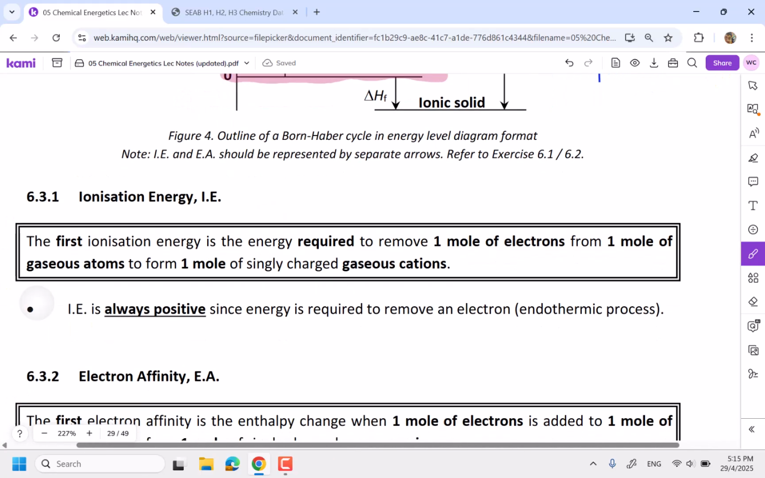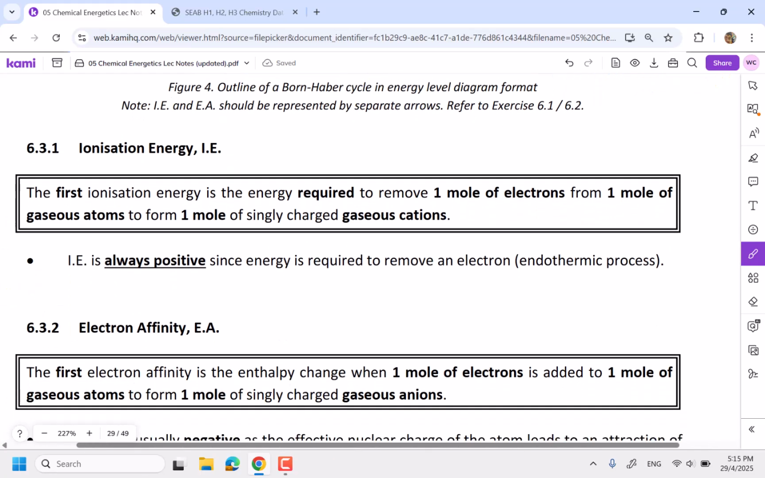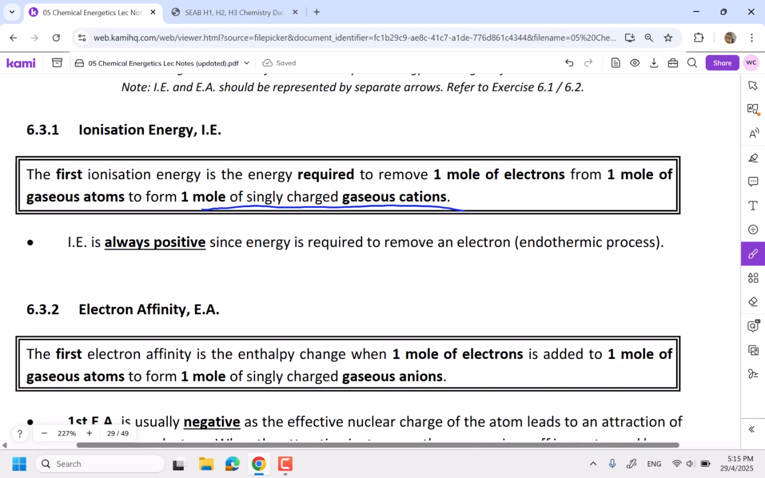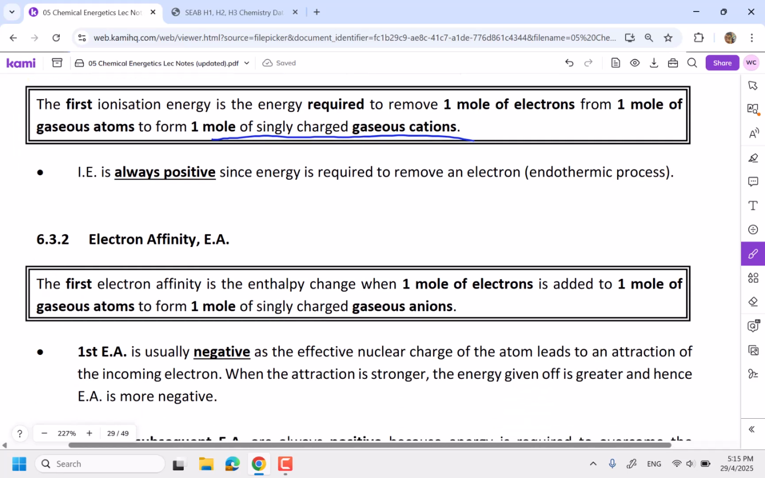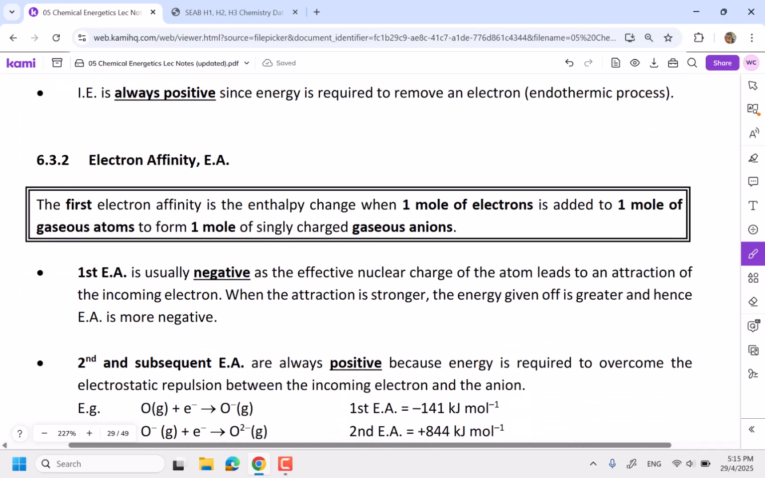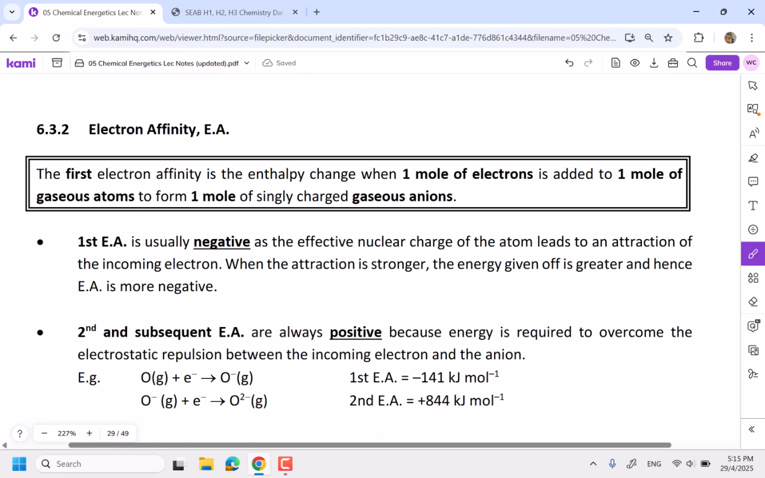So we have IEs. We already defined what IE is: energy required to remove 1 mole of electrons from 1 mole of gaseous atoms to form 1 mole of uni-positively charged gaseous cations. So IE is always positive. Electron affinity is the enthalpy change when 1 mole of electrons is added to 1 mole of gaseous atoms to form 1 mole of singly charged gaseous anions, or negatively charged anions, if you want to put it that way. It's usually negative, depending on the situation.